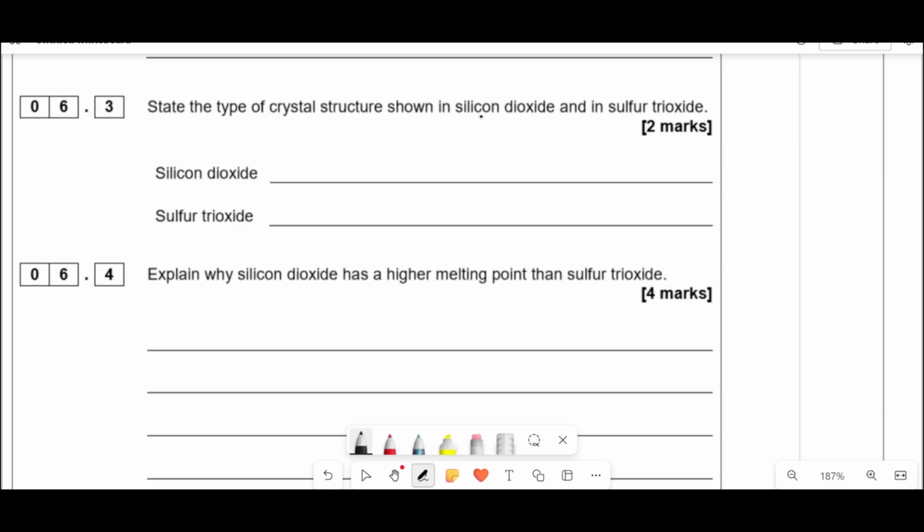State the type of crystal structure shown in silicon dioxide and sulfur trioxide. Silicon dioxide is a macromolecule or giant covalent, and sulfur trioxide is just a simple molecule. The key examples of giant covalent are diamond, graphite, graphene, and silicon dioxide.